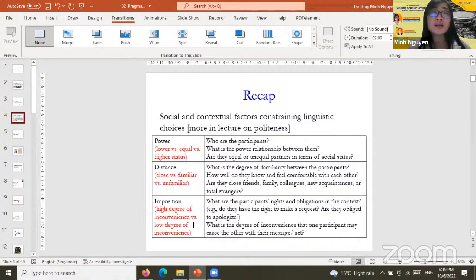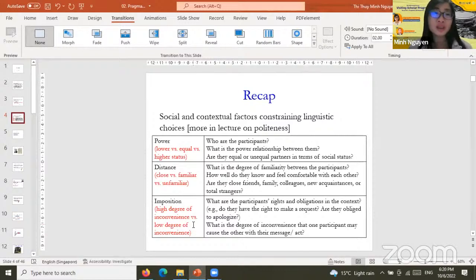Now, some researchers categorize cultures into two groups: high power distance cultures and low power distance cultures. High power distance cultures are like most Asian societies, where the power difference between high status people and low status people is really huge. For example, the power difference between a manager and an employee, or between a teacher and a student, is really big, right?